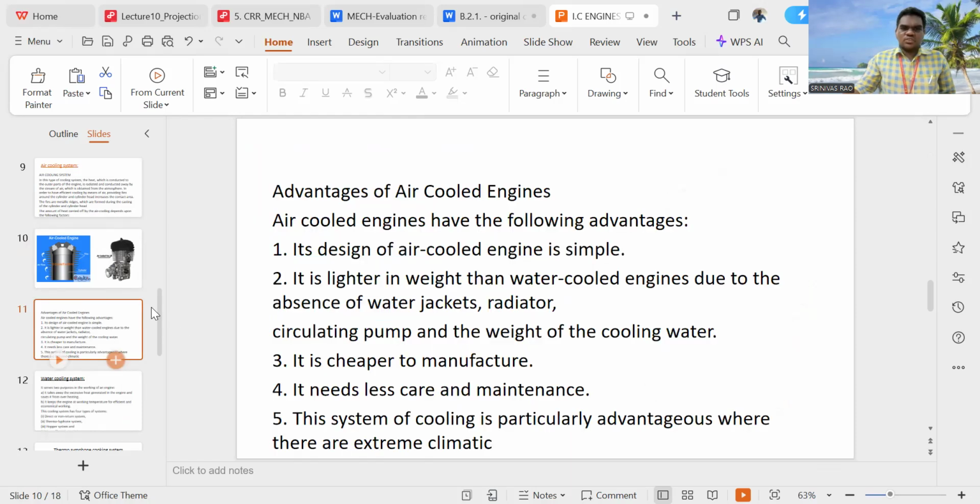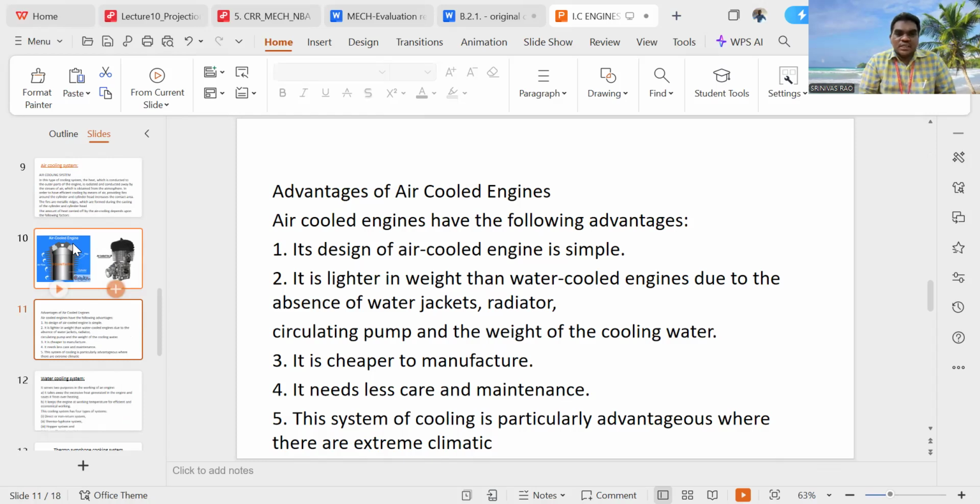So next, coming to some of the advantages of air-cooled engines. Air-cooled engines have the following advantages as well as some disadvantages. First of all, we need to discuss the advantages. I hope you all understand how an air cooling system works. It is very essential, particularly in internal combustion engines. The cooling system plays a vital role.